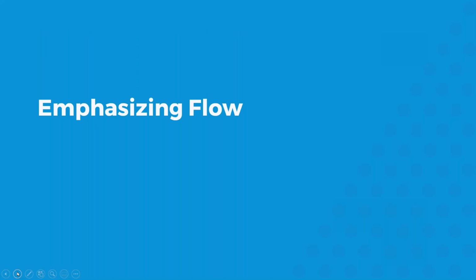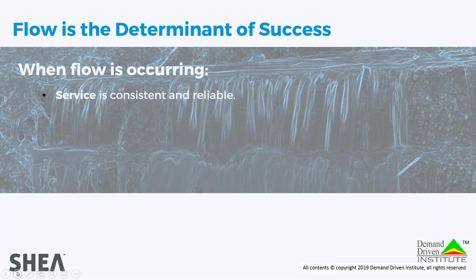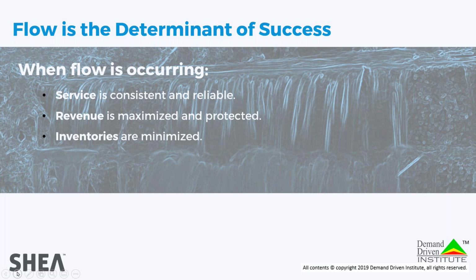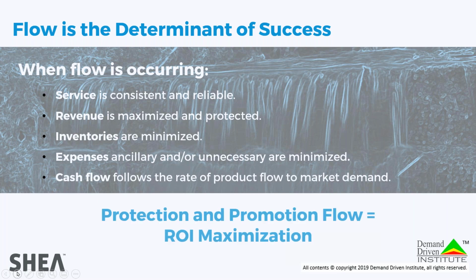So, most of us have lived in a world where cost cutting is our North Star, but we're going to talk about emphasizing flow, because flow is the determinant of success. When flow is occurring, service is consistent and reliable, revenue maximized and protected, inventories are right-sized for your business, expenses, the unnecessary and ancillary, are minimized, and cash flow follows the rate of product flow to market demand. What we understand then is that if we can protect and promote flow, we will maximize our return on investment.